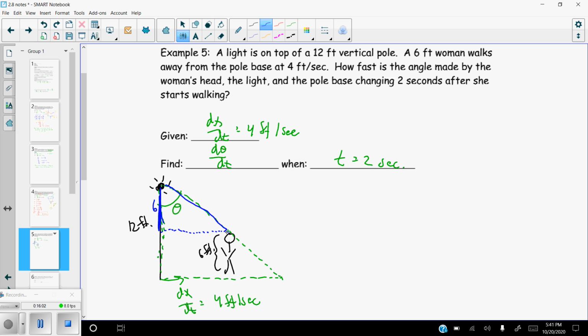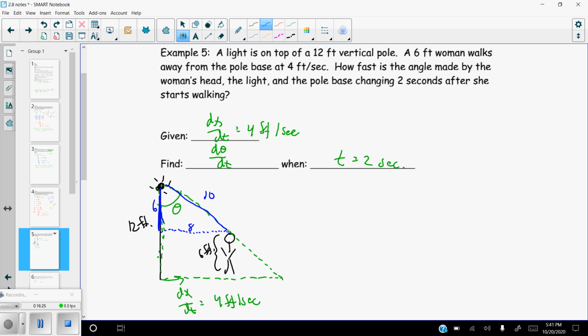I know that the distance, well, I can figure out the distance. If she walked away from the pole at 4 feet per second and she walked for 2 seconds, she traveled 8 feet. So that's 8. And then again, by using Pythagorean theorem, if we need to, I don't know if we do, but if we need to, we can find the hypotenuse, which in this case is going to be 10. Okay, and that's using Pythagorean theorem. Again, not writing that part down.